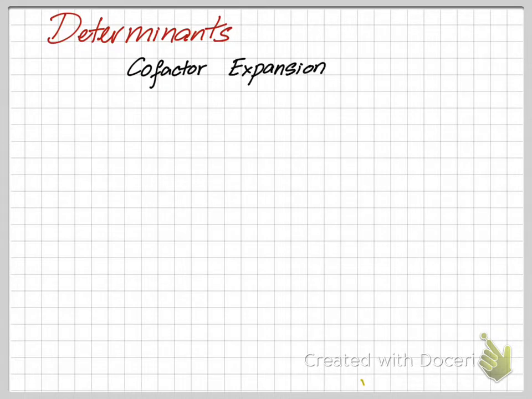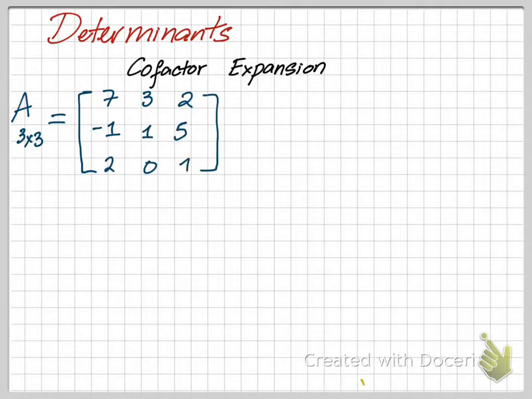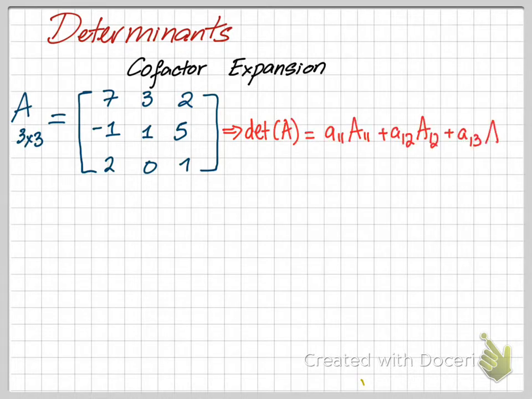This video shows how to find the determinants of a matrix using cofactor expansions. For an example, if we consider the matrix A of size 3 by 3, and we want to find the determinant of A using the cofactor expansions, we're going to use this formula here.